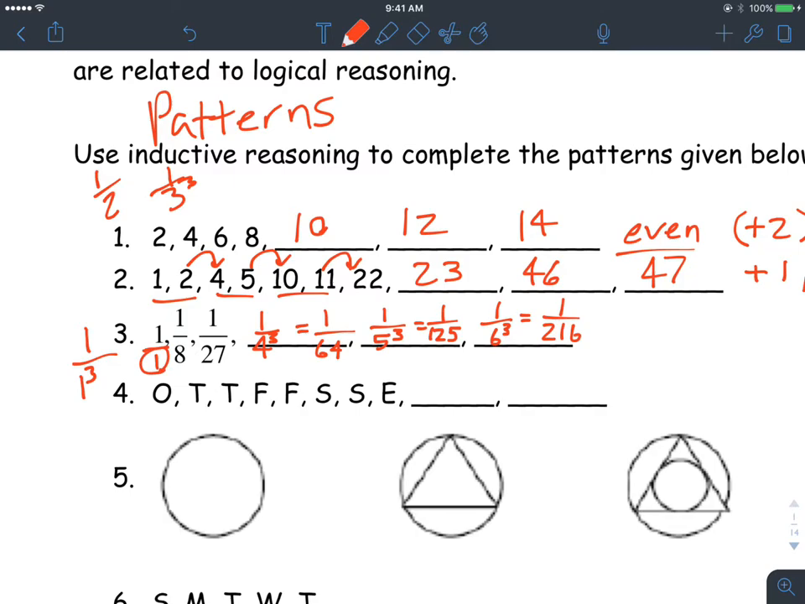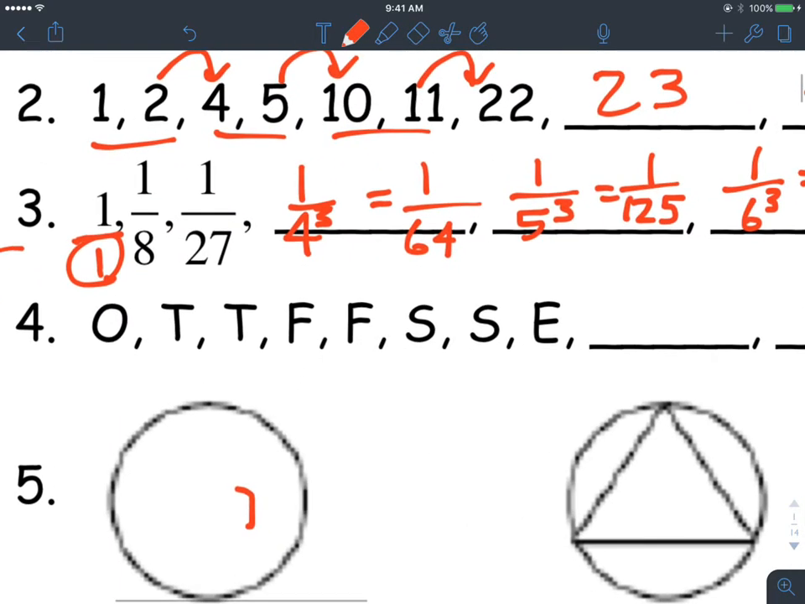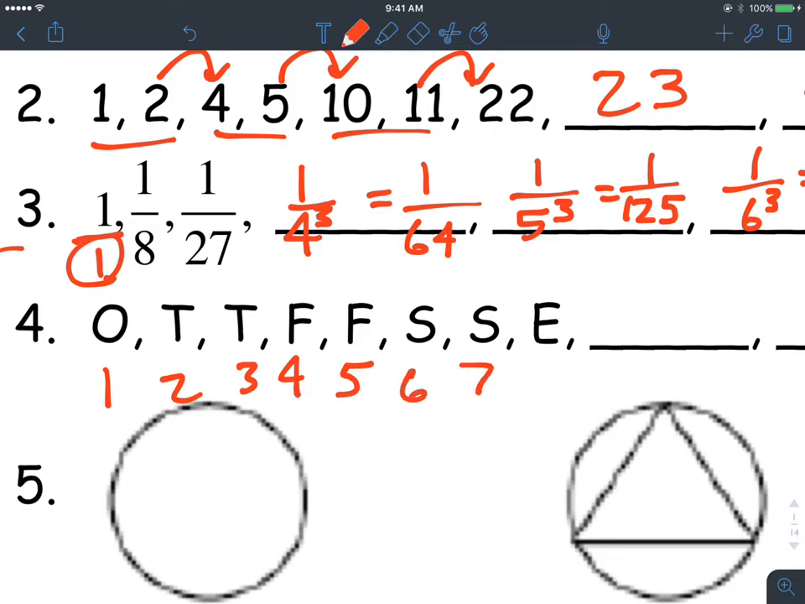So you got O, T, T, F, F, S, S, and then people think, okay, it's probably going to be E and then maybe some other obscure letter there, but you got to look kind of closely. This one's kind of tricky here. The trick to this one is think about your numbers. Think about 1, 2, 3, 4, 5, 6, 7, and then 8. Whoops, I guess I should put the number 8 there.